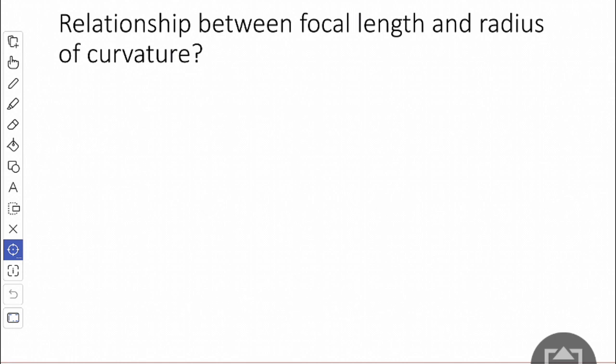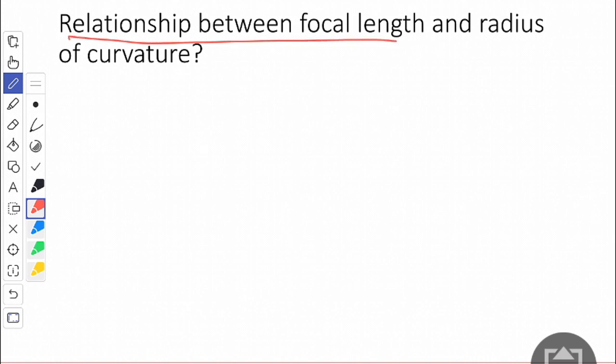Now the question for you is, what is the relationship between focal length and radius of curvature? Okay, focal length and radius of curvature. What is the relationship? First question, is there a relationship? Very, very carefully, take your time, no rush. Is there a relationship? Now I'll start explaining to you. And I will not give you the answer. I would like you to think about it.